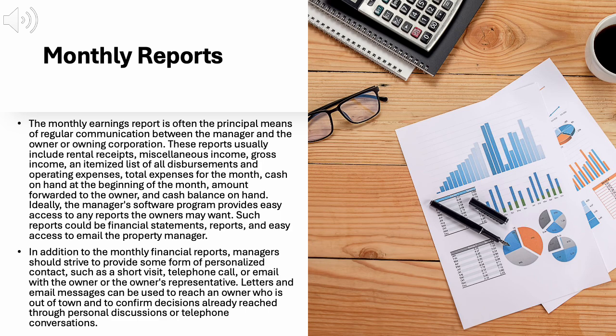Monthly reports. The monthly earnings report is often the principal means of regular communication between the manager and the owner or owning corporation. These reports usually include rental receipts, miscellaneous income, gross income, an itemized list of all disbursements and operating expenses, total expenses for the month, cash on hand at the beginning of the month, amount forwarded to the owner, and cash balance on hand. Ideally, the manager's software program provides easy access to any reports the owners may want. Such reports could be financial statements, reports, and easy access to email the property manager.